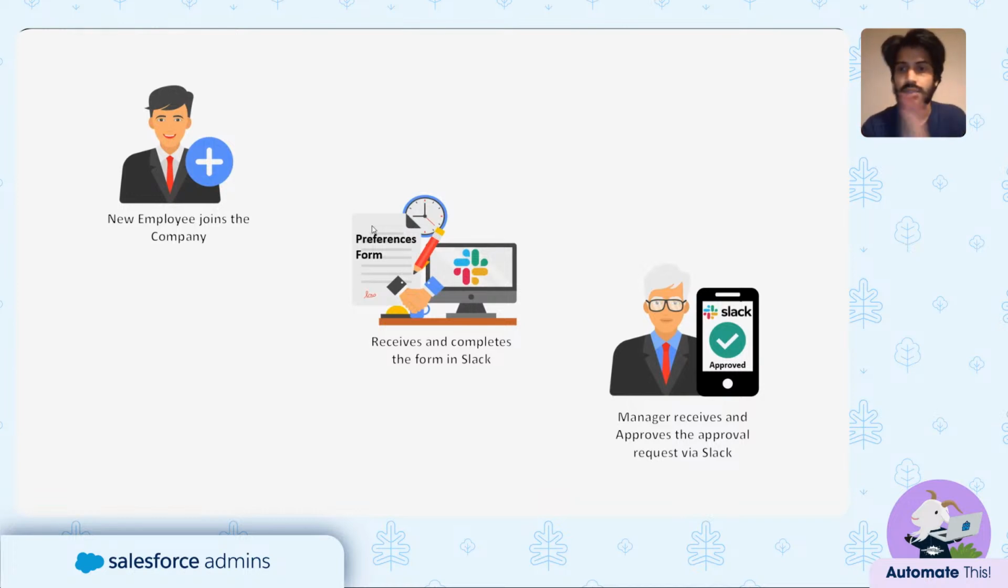And once this submission is done, the manager of the new employee gets a Slack notification about approving the submission from this new user, and they are able to approve this right from Slack using their mobile app or desktop app. So that's the use case we are going to implement for today.